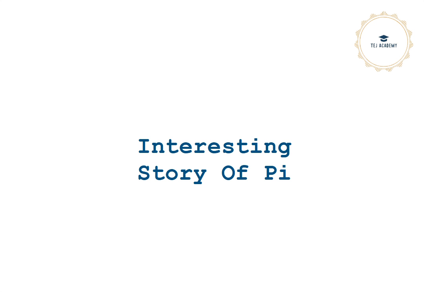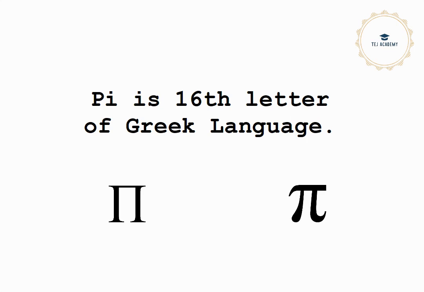In this video, we will learn about interesting facts about pi. We all know that pi is the 16th alphabet of the English language. Similarly, pi is the 16th alphabet of the Greek language and is written as displayed on screen. This symbol is used very commonly to represent the constant value 22/7 or 3.14.